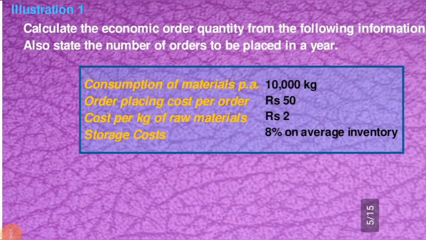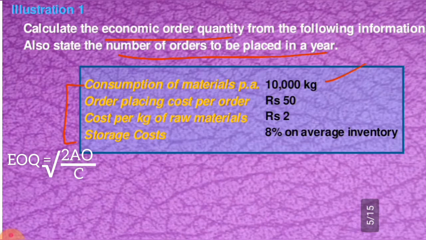So here's the first question. Calculate the economic order quantity from the following information. Also state the number of orders to be placed in a year. Here is the information, and firstly we need to find EOQ and then the number of orders to be placed in a year. So first you have to write down the formula of EOQ, that is under root 2AO by C. For this we need A, O and C.